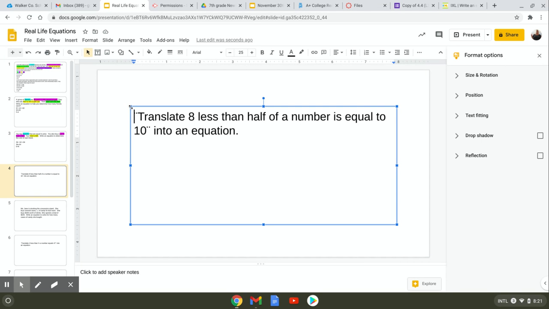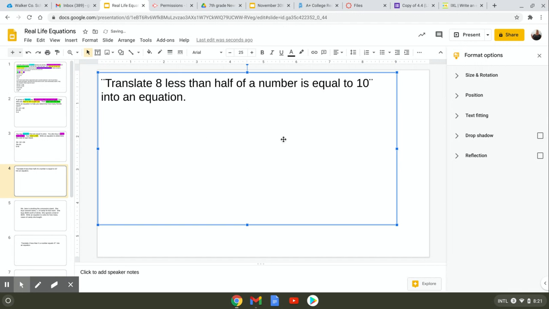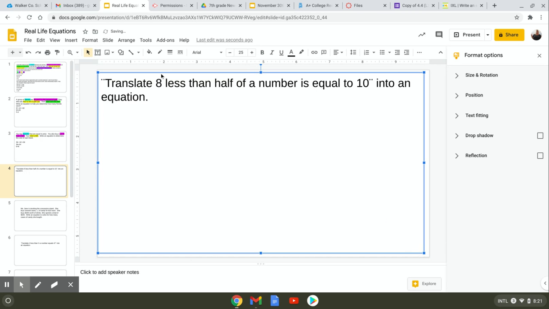Sometimes you'll see them written like this, where it says translate 8 less than half of a number is equal to 10 into an equation. So we know that there is 8 less. So what do you think 8 less means?